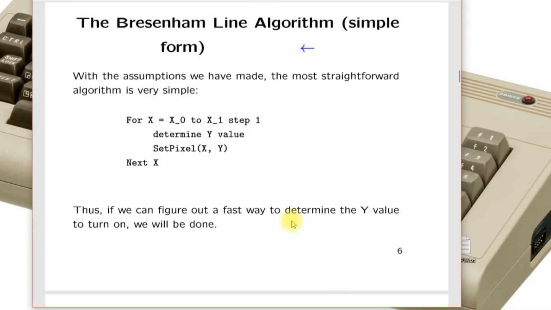So the basic idea is that we're going to find out which axis has the greater change in it, and we're going to iterate over that axis and figure out what the other axis should be. So here, if we're iterating over the x-axis, we're going to determine what the y value should be for each step along the x-axis, and then we're going to set the pixel or step the stepper motor as needed.